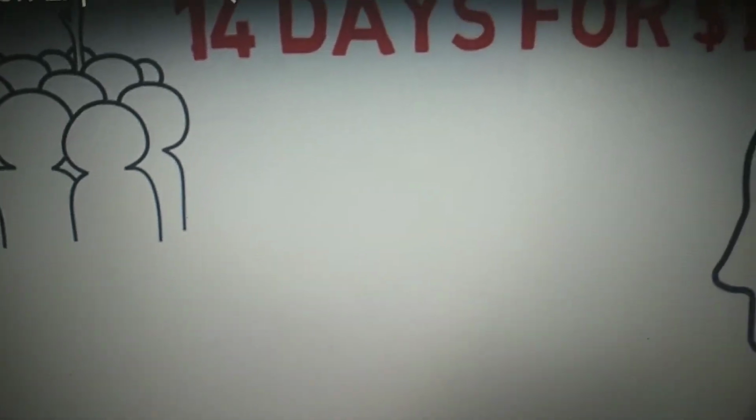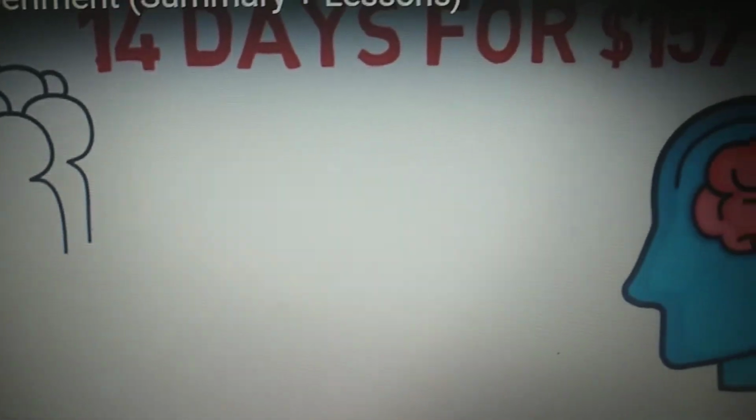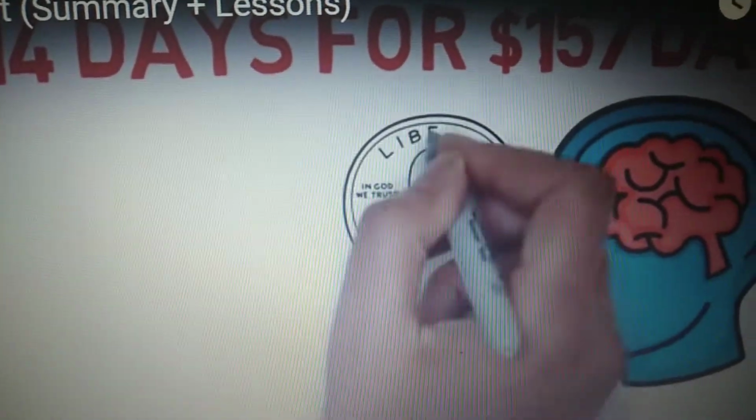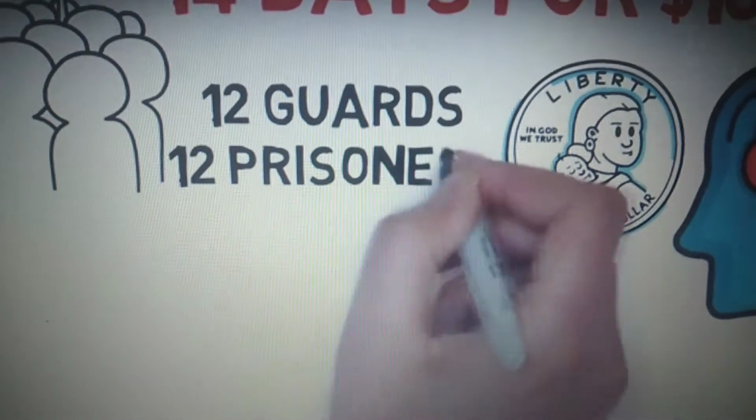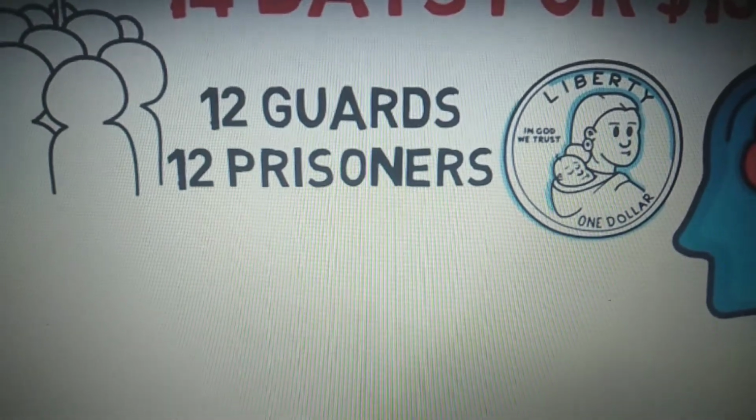Zimbardo and his team interviewed 70 applicants at Stanford who were willing to participate in the study for 14 days and receive $15 a day. They wanted to make sure that they chose the brightest and the most mentally sound participants. And after narrowing down their applicants to 24, the researchers flipped a coin and assigned the roles. Half of the participants would be prisoners, and the other half would be guards.